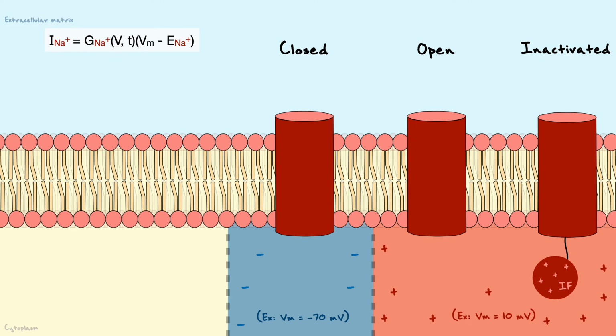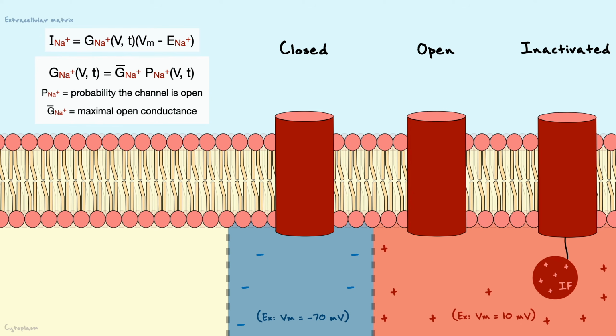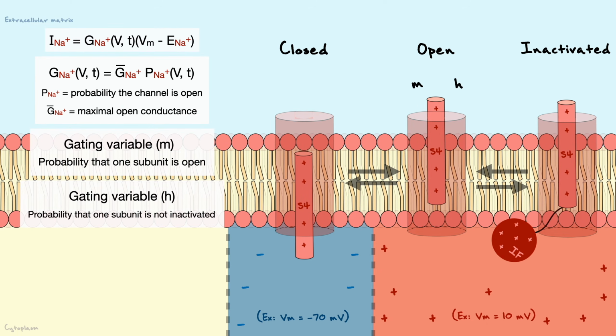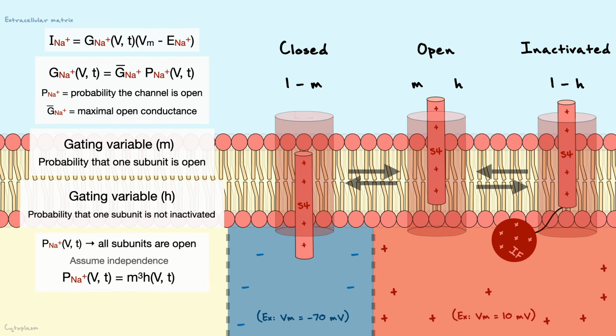Just like for potassium, we can rewrite the conductance in terms of a variable probability times a maximal sodium conductance. In terms of single subunit probabilities, we can attribute the letters m and h to the open state. Hence, the closed state corresponds to 1 minus m, and the inactivated state corresponds to 1 minus h. Since 3 subunits contribute to the open state from the closed state, and 1 to the open state from the inactivated state, our probability assuming independence becomes m cubed times h.